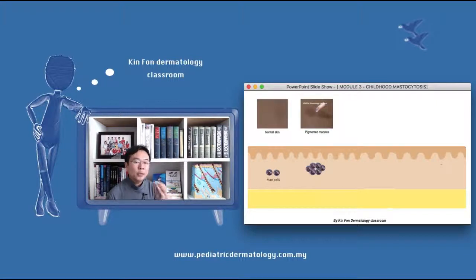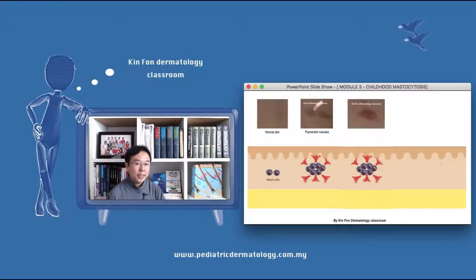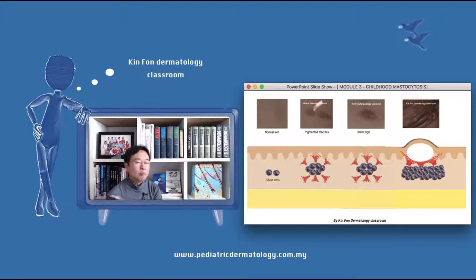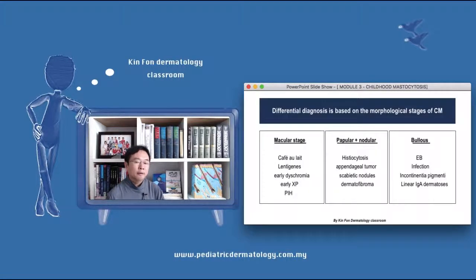A slight increase in production of the mast cell mediators will induce a positive Darier's sign. If there is a lot of mast cell degranulation, they may cause subepidermal blisters, which we call a bullous Darier's sign. If more than 50% of the mast cells release simultaneously, some of the mediators will get into systemic circulation, with symptoms like syncope, flushing, abdominal pain, and anaphylaxis.